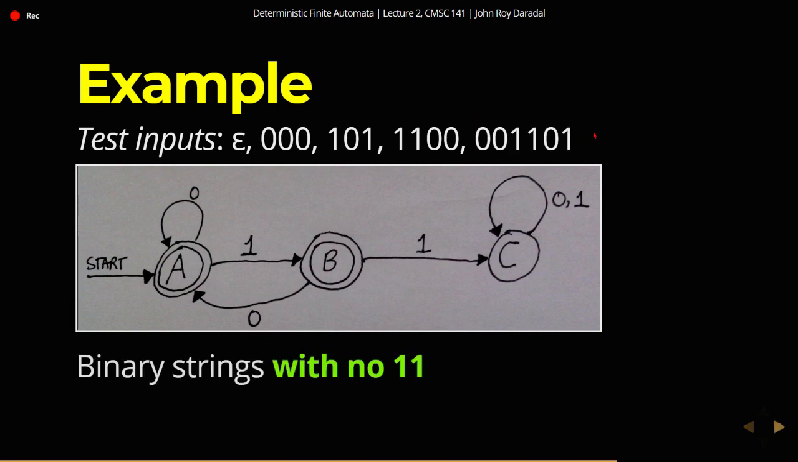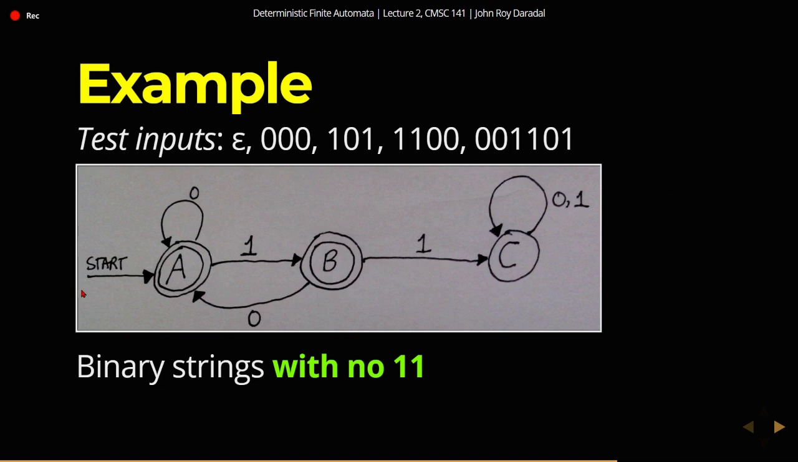And if you remember, this is the binary strings with no 1, 1. So the last two examples, which have 1, 1 as a substring, were not accepted. But things like the empty string, well, the empty string doesn't have anything, so of course it doesn't have 1, 1. And the others like 0, 0, 0 and 1, 0, 1, which don't have 1, 1 as a substring, were accepted.